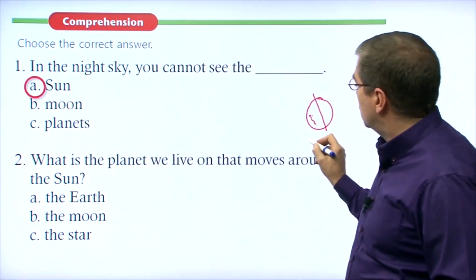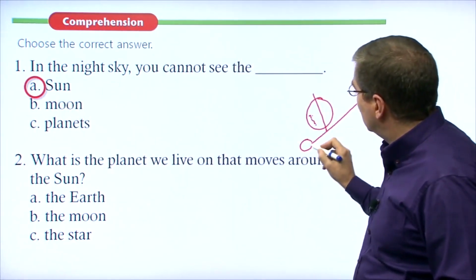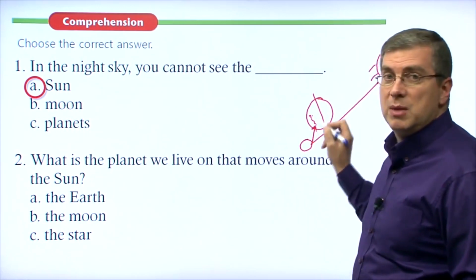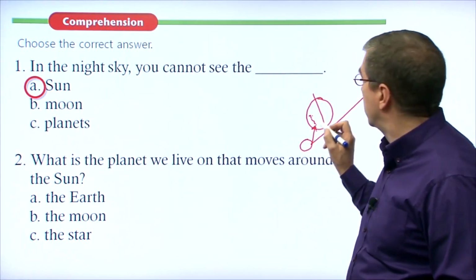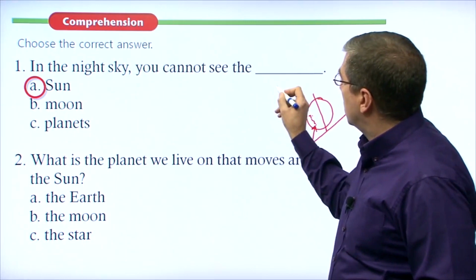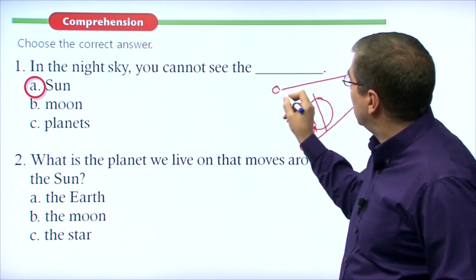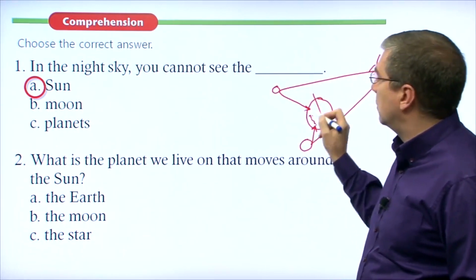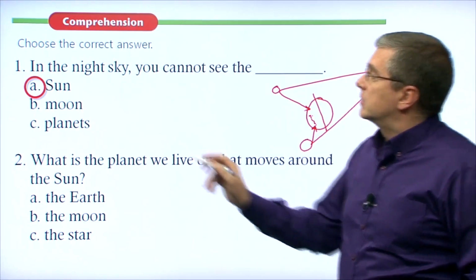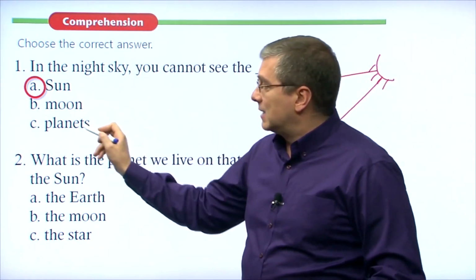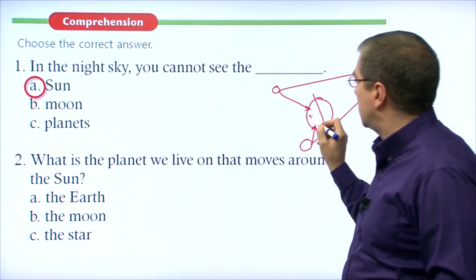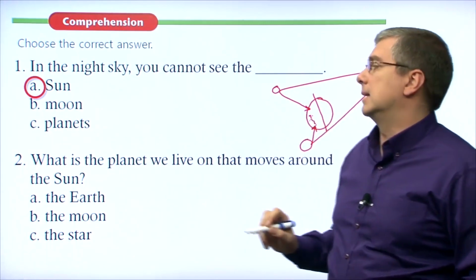Can you see the moon? Sure. Remember I showed you the light is hitting the moon and showing it to the people on the dark side of the earth. Can you see planets? Sure. If a planet is out here, the light is hitting the planet and it's reflected back, and we can see other planets too. So we can see the moon, we can see planets, but we cannot see the sun because we're over here. Okay.